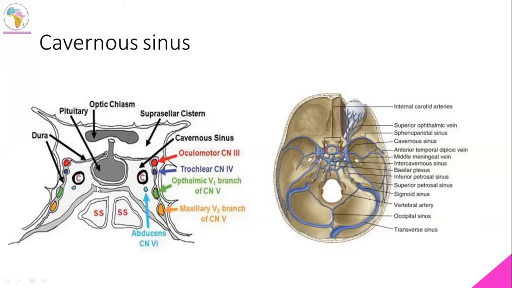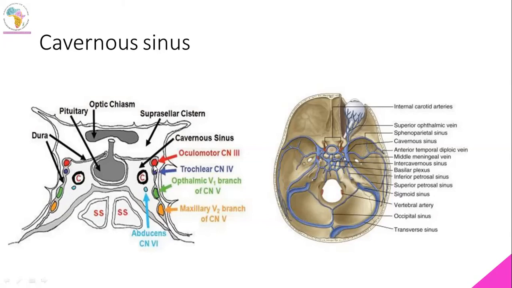They form the lateral wall for the pituitary gland, and along the lateral wall we have certain cranial nerves, namely the oculomotor nerve and the trochlear nerve, and the first two divisions of the trigeminal nerve, the ophthalmic division and the maxillary division.